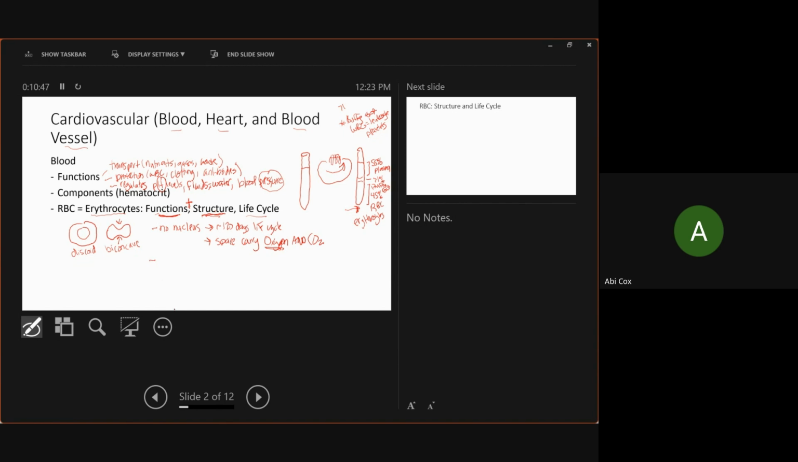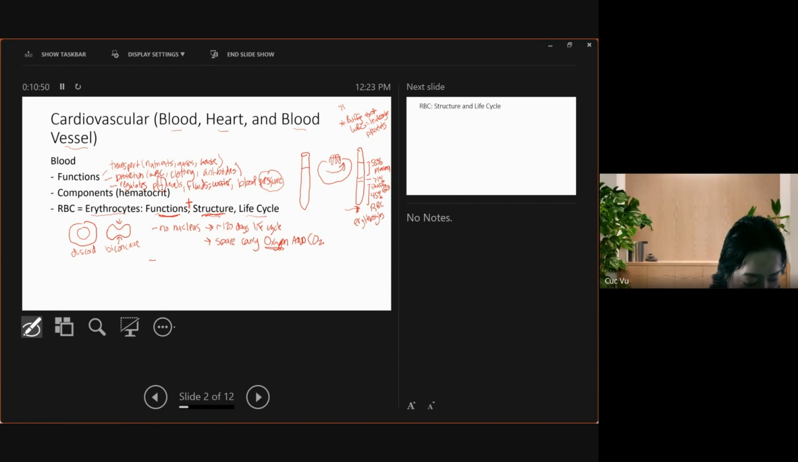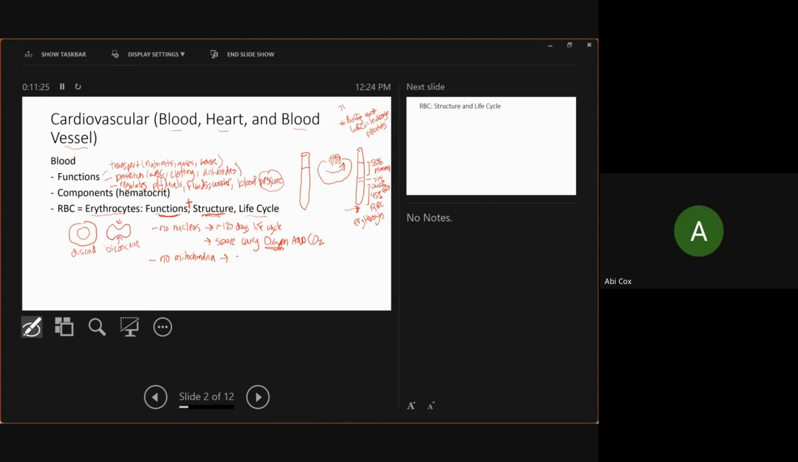The mitochondria. Yeah. So if the function of the red blood cell is to carry the oxygen, you don't want something that uses it up, right? So that's why in addition to not having a nucleus, a red blood cell also doesn't have mitochondria. No mitochondria. Okay? And the reason for that is because you don't want it to use up the oxygen. Okay? So that does tell you that most of the time red blood cells function under what type of metabolism? Anaerobic. Very good.